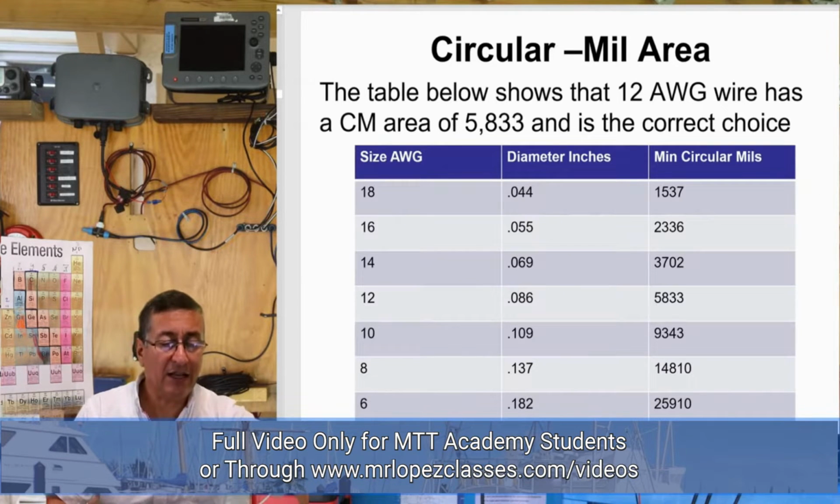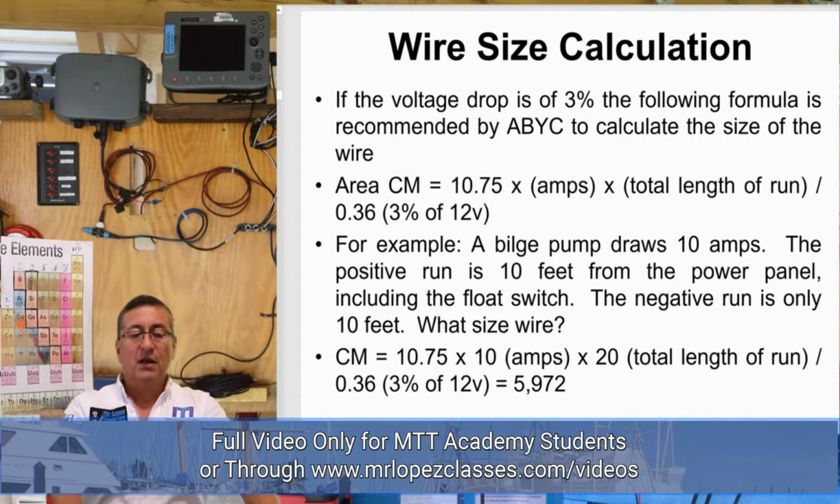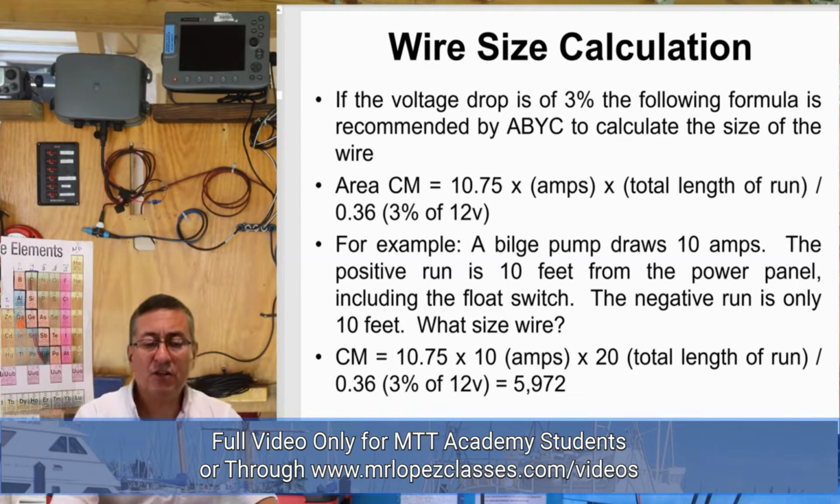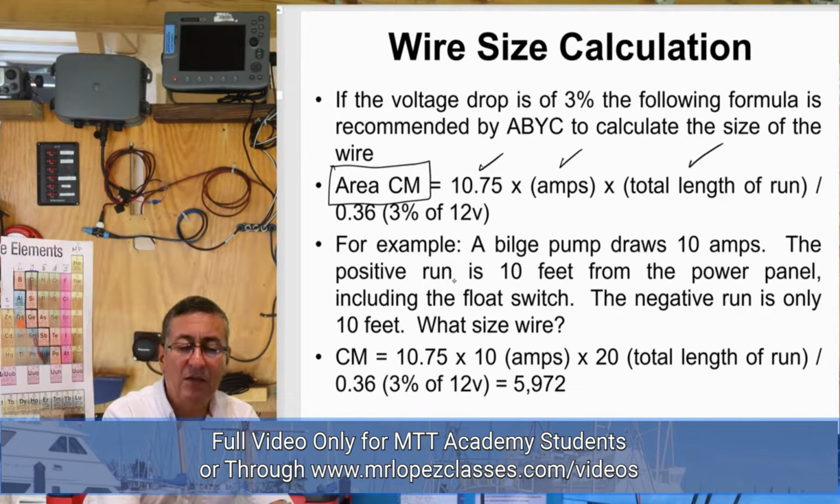I have an example. We are going to follow the example. If the voltage drop is 3%, we are going to use the following formula recommended by ABYC to calculate the size of the gauge of the wire. The formula says that the area in circular mills should be equal to 10.75 times the intensity times the total length, divided by 3% of 12, which is 0.36.